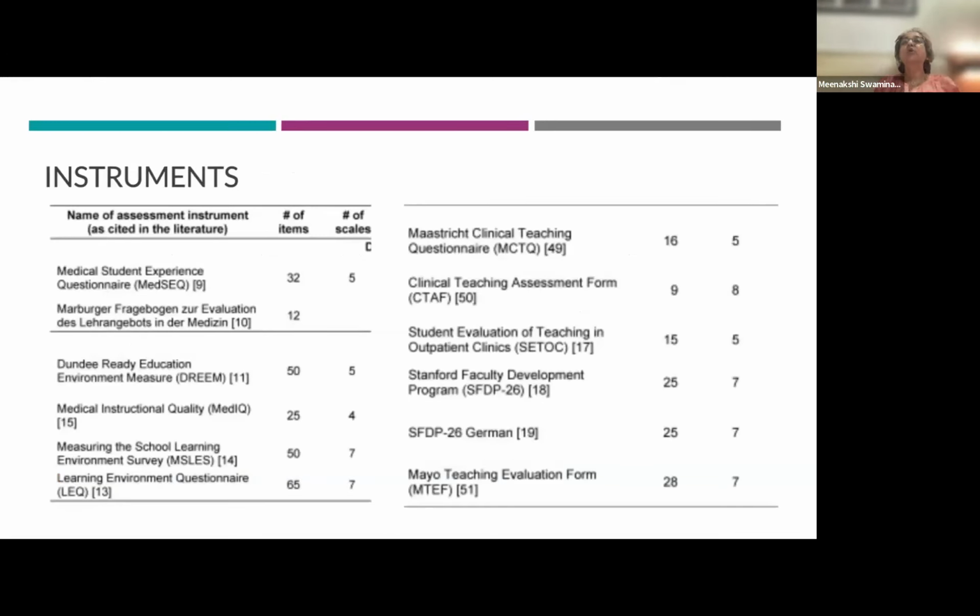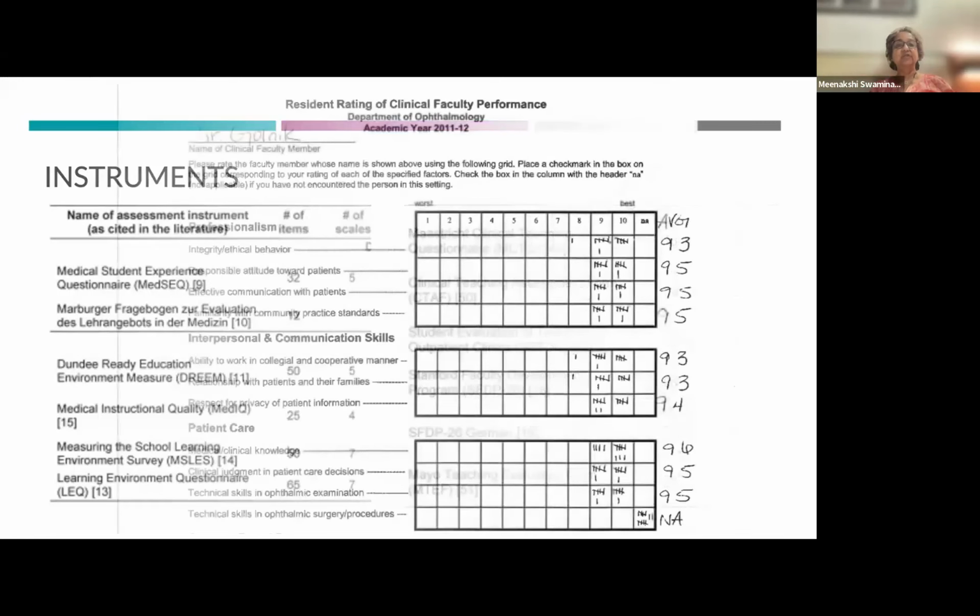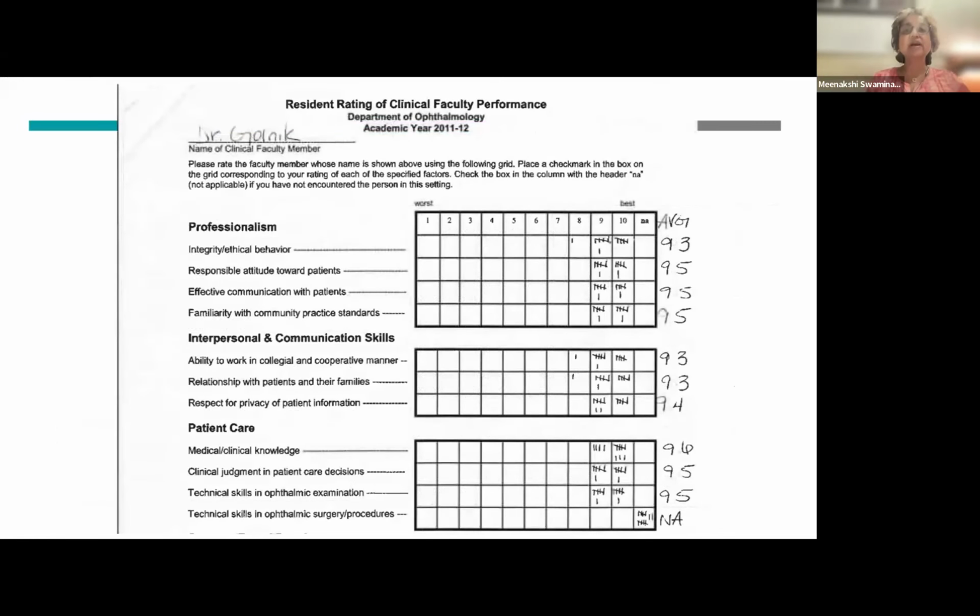Okay, so moving on to really what do we have? What instruments are out there? So there is a whole variety. And if you see here is the list or the name of the instrument, and then you can see the number of items that is there in the questionnaire and the scale that is used. Is it a 5-point or a 4-point or a 7-point, etc.? I'm going to just pause here and ask Carl to comment about this because he's here with us and it would be only appropriate. So I took a couple of examples of how faculty evaluation happens in several programs. And Carl, would you be able to comment on yours?